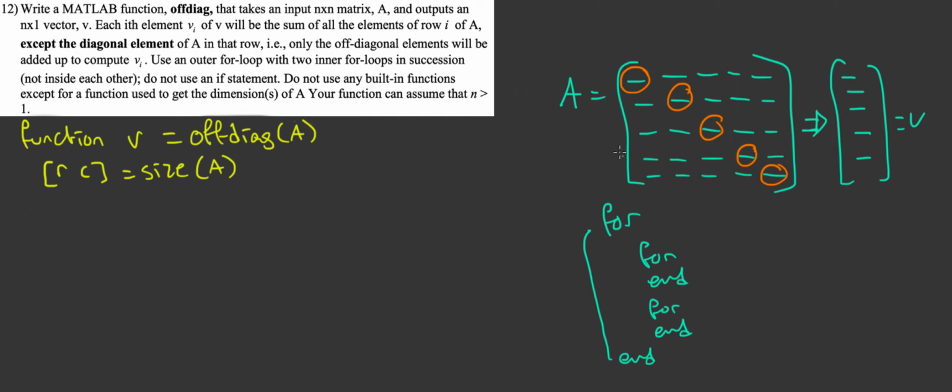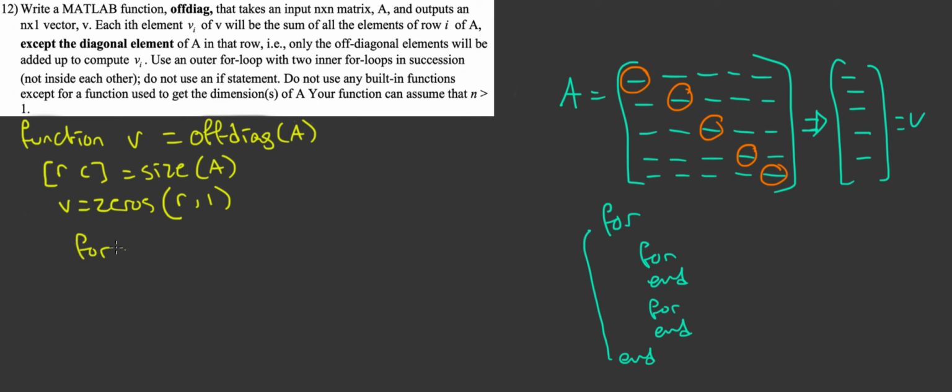Then a nice thing to do is pre-allocate V. So instead of concatenating it and extending V and making the loop take longer, we can just pre-allocate it. One way to pre-allocate that is just say V equals zeros. That will make a zeros vector. And we're going to have R, which is the amount of rows that we need, and then 1, which is just one column.